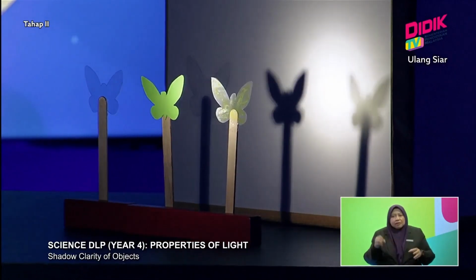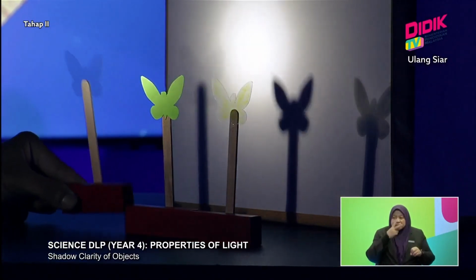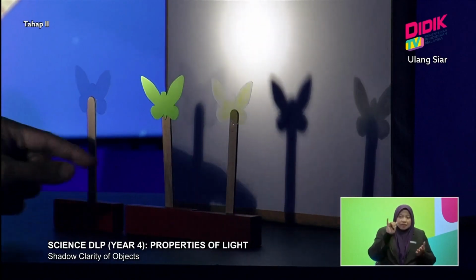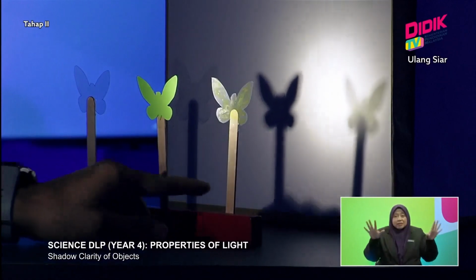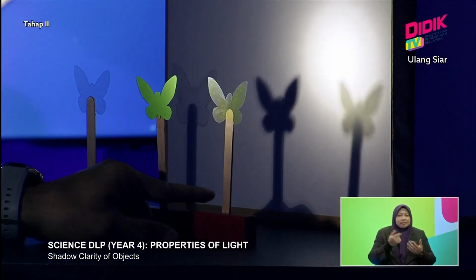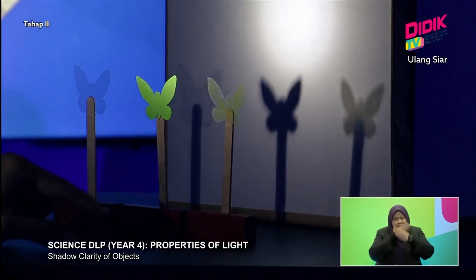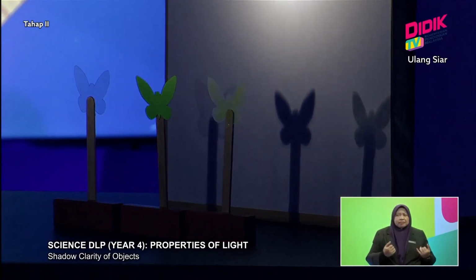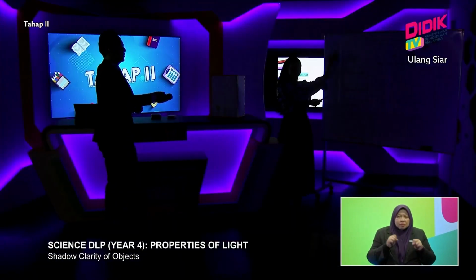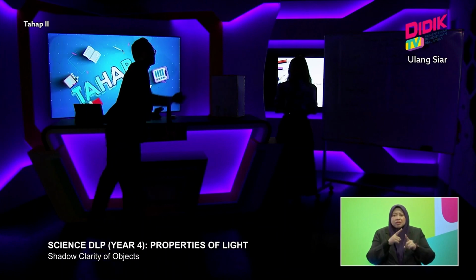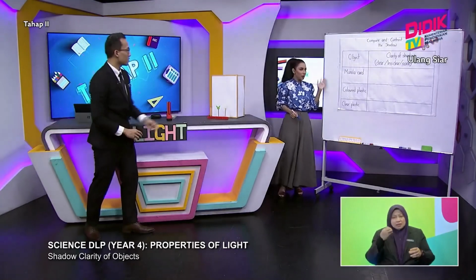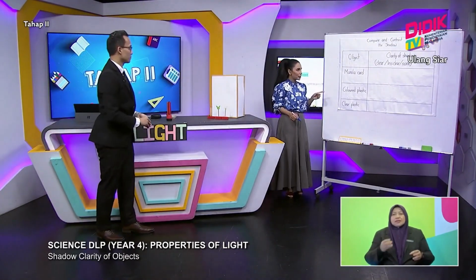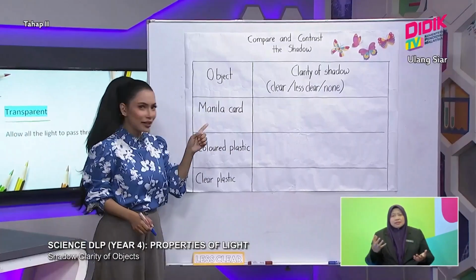Okay. So from here, we can see that this one, there's no shadow. This one, there's a very clear shadow. Very clear. And for this colored plastic, it's less clear. Okay. Shafika, do you mind helping me to answer some of the questions on the whiteboard right now? All right. Here I have the objects here, Mr. Quek. Manila card, colored plastic and clear plastic. Yes. And then the clarity of the shadow.